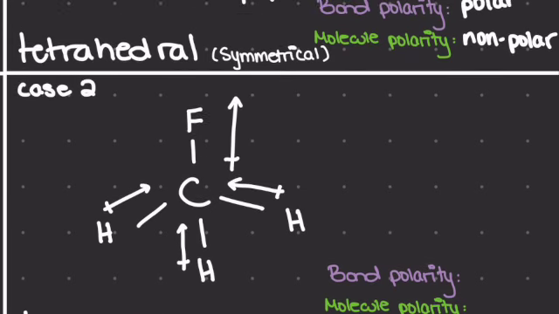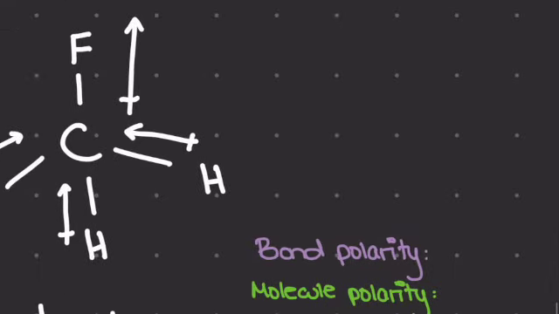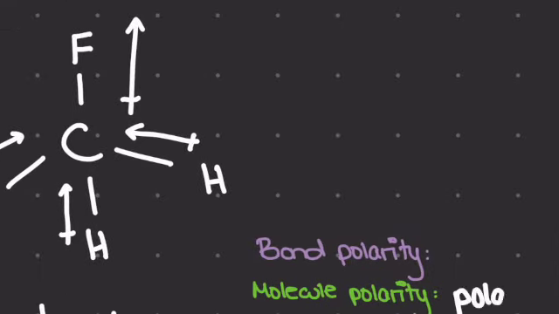Now let's go to my asymmetrical one. In this case, we know that hydrogen is less electronegative than carbon. And then we have my fluorine, which is the most electronegative. They're all pointing upwards. My final dipole moment is going to look like this. So what can I say about my molecule? If it's asymmetrical, polar. And for my bond polarity, they are also polar.